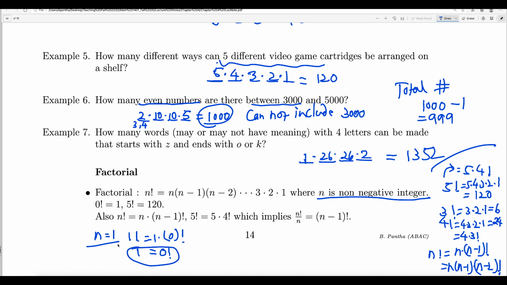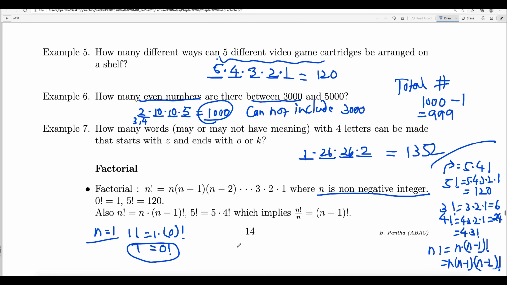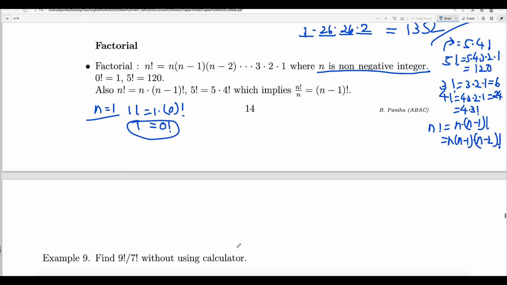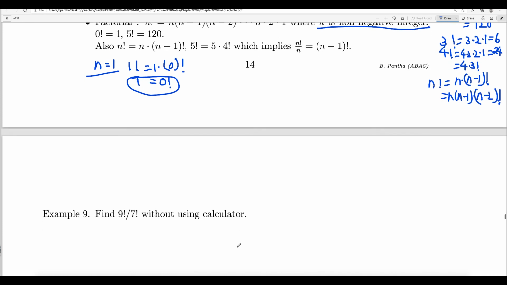There is no factorial for negative numbers, fractions, and decimals. Only the non-negative integers have factorial, including 0. So 0 factorial is 1. 1 factorial is also 1. 2 factorial is 2. 3 factorial is 3 times 2 times 1, that is 6. 4 factorial is 24. 5 factorial is 120, and so on. Your calculator has factorial notation. You can use the calculator to find the factorial.